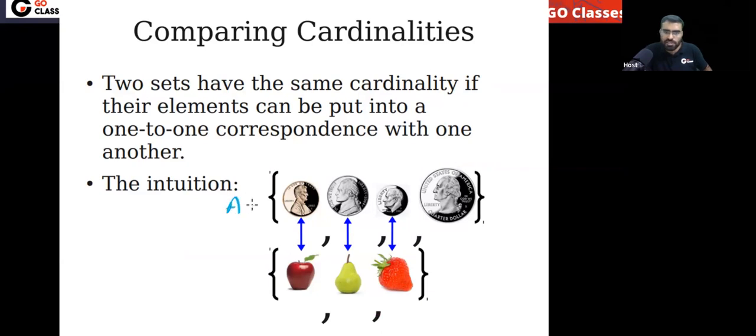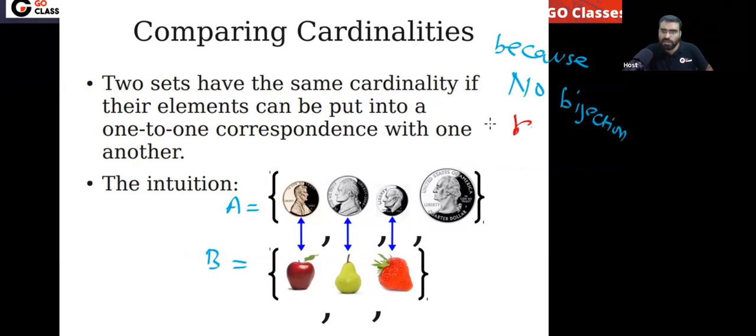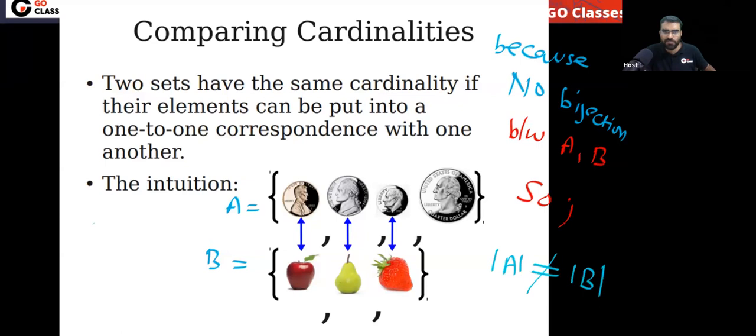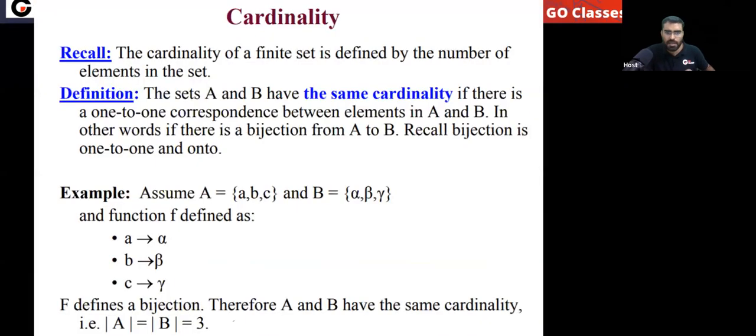So remember, this is your set A, this is your set B. Because there is no bijection between A and B, what can I say? I can say that they have different cardinality. Their cardinality is different. Okay, so quite simple. I hope you understood all these things. So remember, two sets have the same cardinality if you can create a bijection between them, if there exists a bijection from A to B.